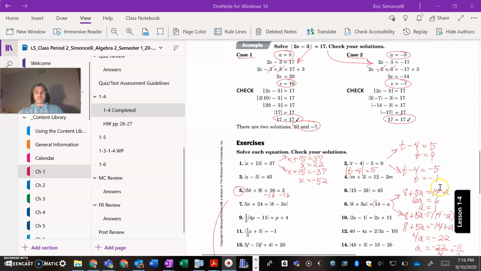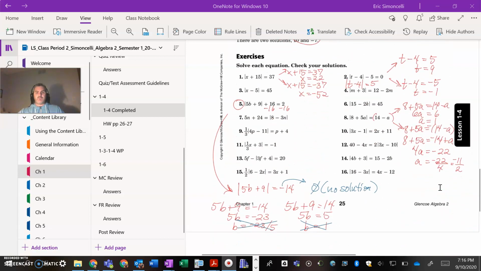Moving on. Like the previous page, there's a variety of good questions that I wanted to highlight. We'll jump right in, looking at number 1. I will do some others and maybe have you try some on your own, similar to the prior page. We'll see. So the problem at hand, number 1, the absolute value of x plus 15 equals 37. We're going to solve it, but remember, check your solutions.